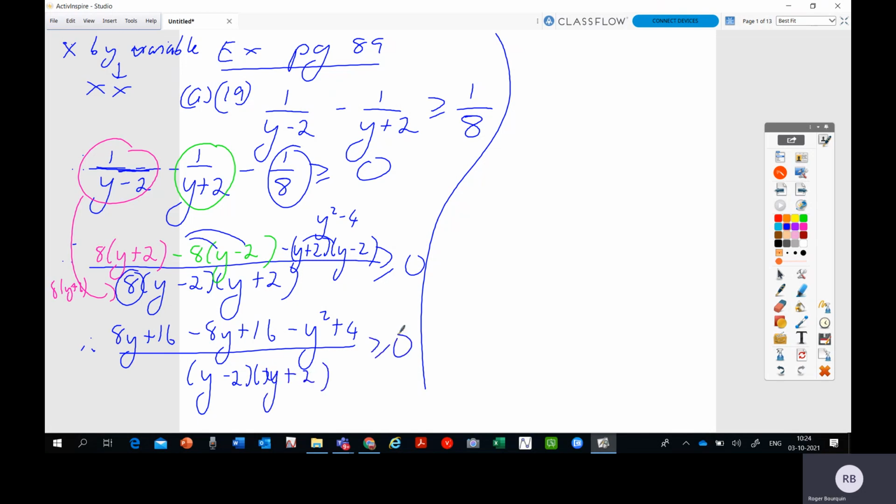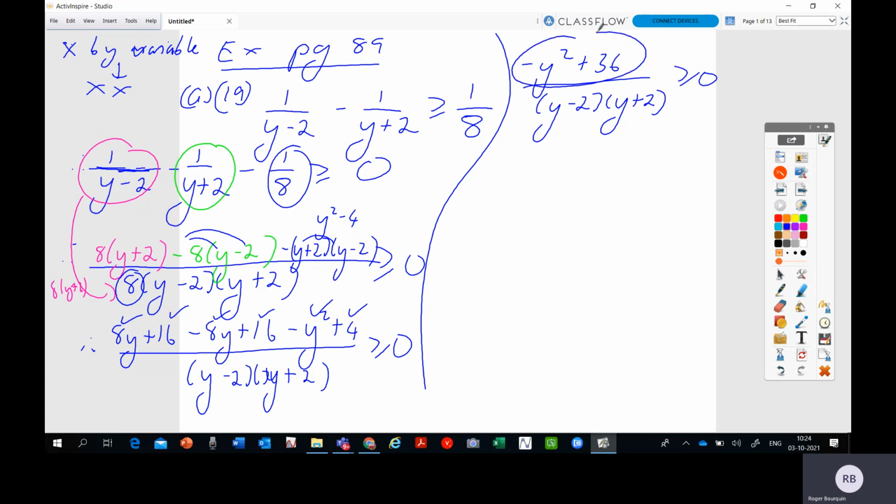If we add the like terms in the numerator, 8y minus 8y disappears. You're left with negative y squared. Then 16 plus 16 is 32, plus 4 is 36, over (y minus 2)(y plus 2). Remember, I got rid of the 8, and the direction of the inequality won't change because it was positive 8. It is bigger than or equal to 0.